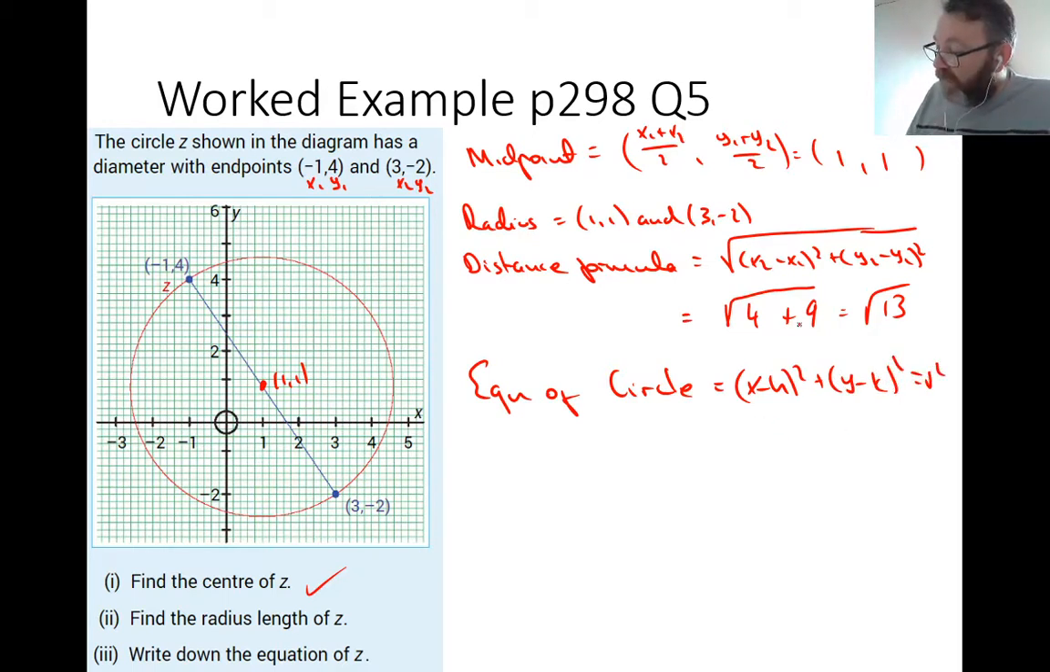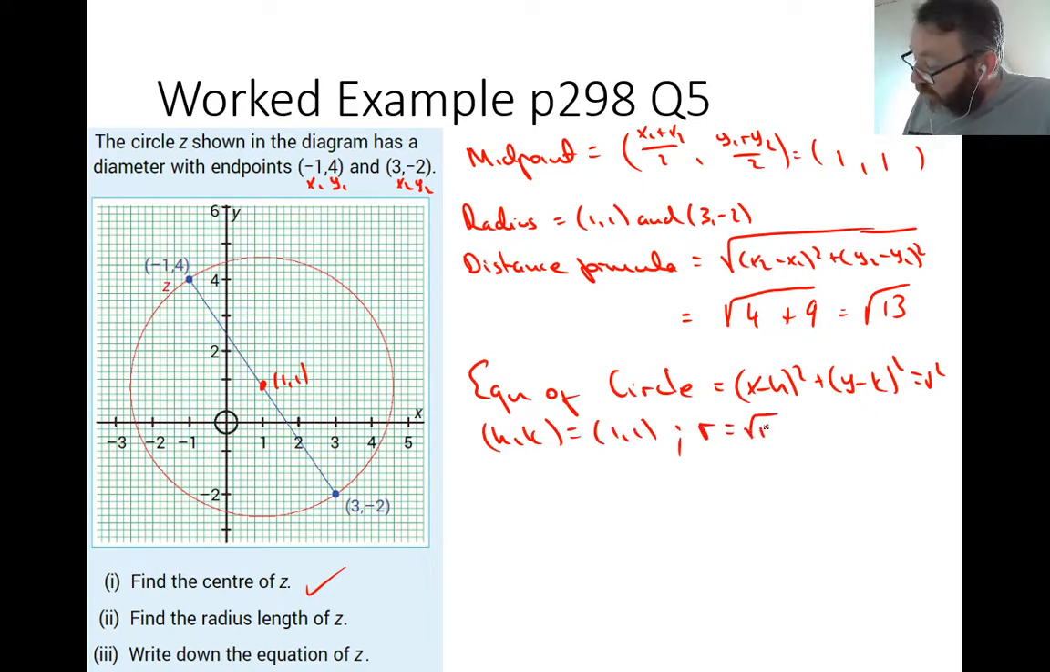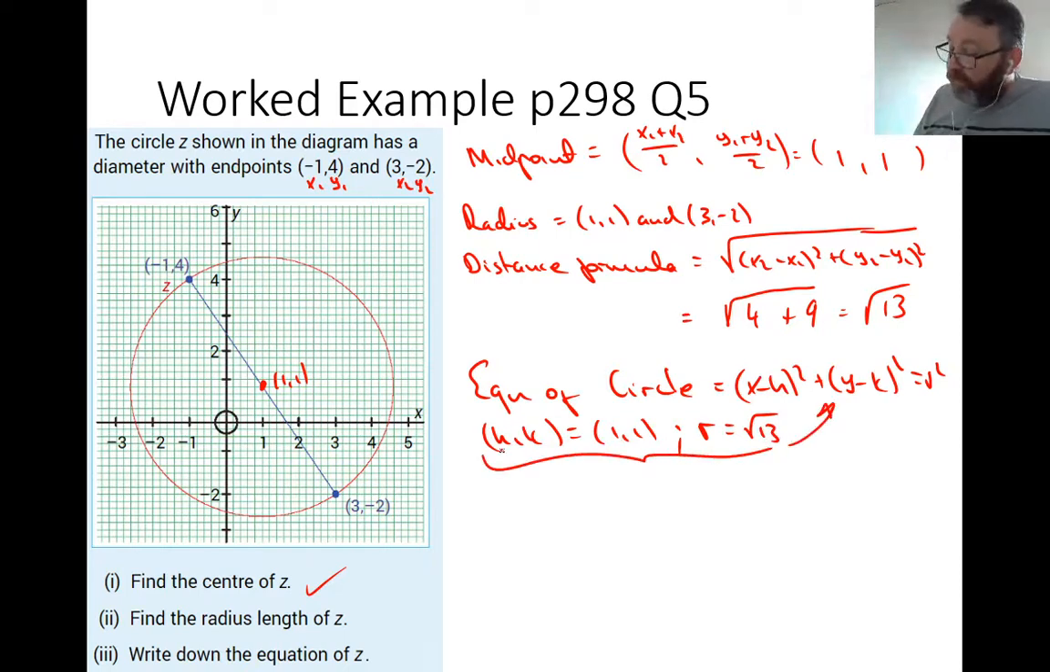Now what's h, k? The centre. h, k is the centre of the circle. So h, k is equal to the centre, which is 1, 1, and the radius is equal to root 13. So all I've got to do now is take those two and put them in here. Now notice when h and k go into the formula, their signs change.